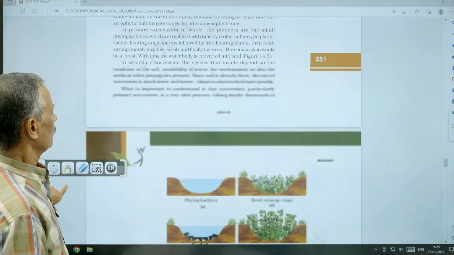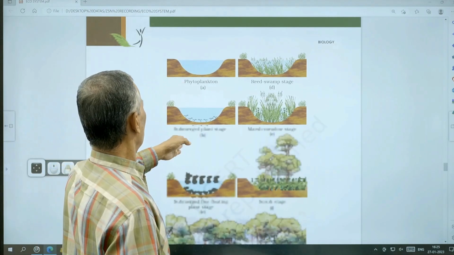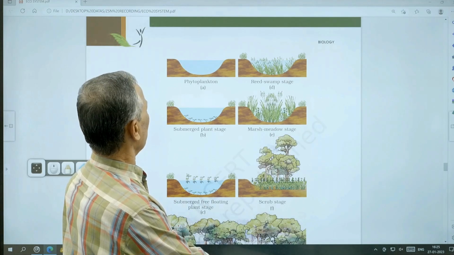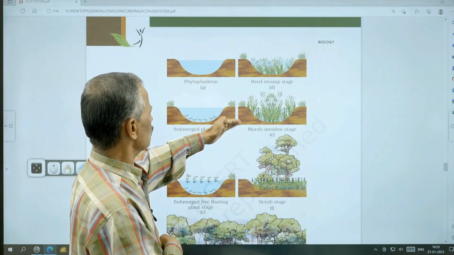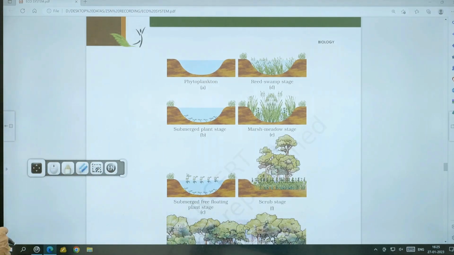You have the phytoplankton stage, followed by submerged plant stage, submerged free-floating plant stage, reed swamp, marsh meadow, scrub jungle, and forest, which are the stages in aquatic, okay, hydrarch succession.